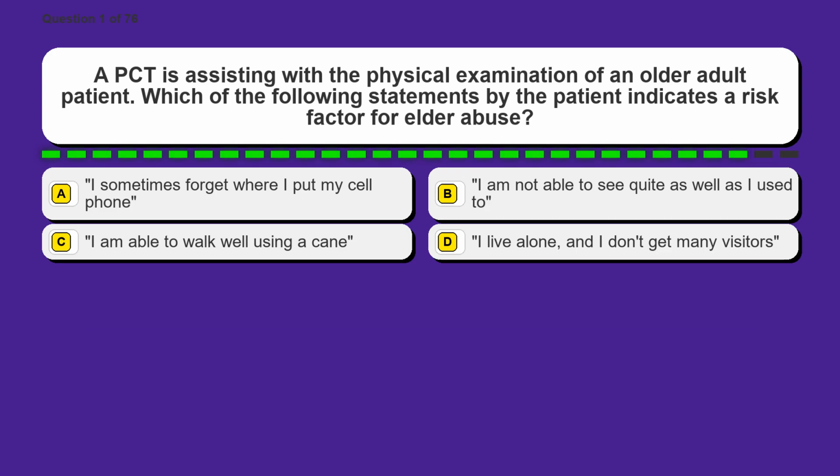Question 1. A PCT is assisting with the physical examination of an older adult patient. Which of the following statements by the patient indicates a risk factor for elder abuse? Option A. I sometimes forget where I put my cell phone. Option B. I am not able to see quite as well as I used to. Option C. I am able to walk well using a cane. Option D. I live alone, and I don't get many visitors.